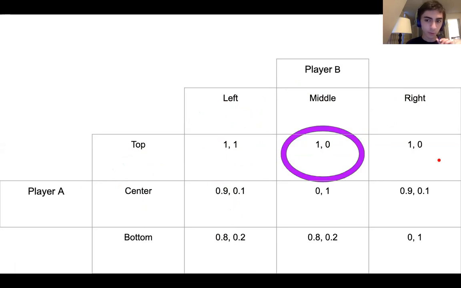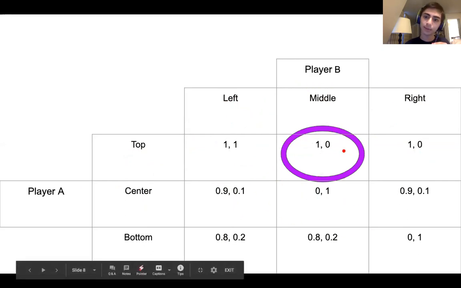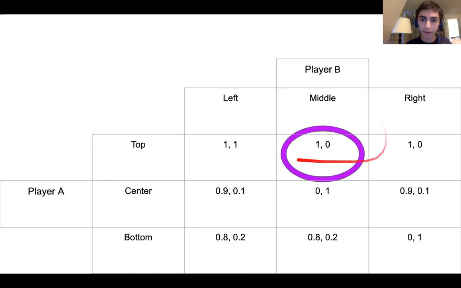And just to show an example of what's not a Nash equilibrium, suppose we just selected this, but it's in player B's best interest to switch from middle to left.